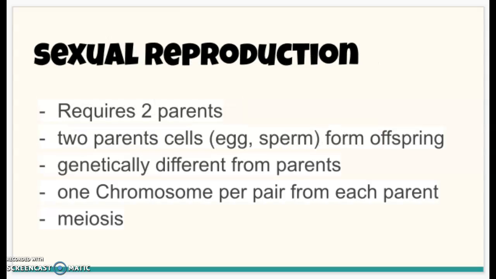In sexual reproduction, there will be some differences because there's two parents. So each parent is going to contribute half of its genetic material. And so the individuals are going to have one chromosome from one parent and one chromosome from the other parent.